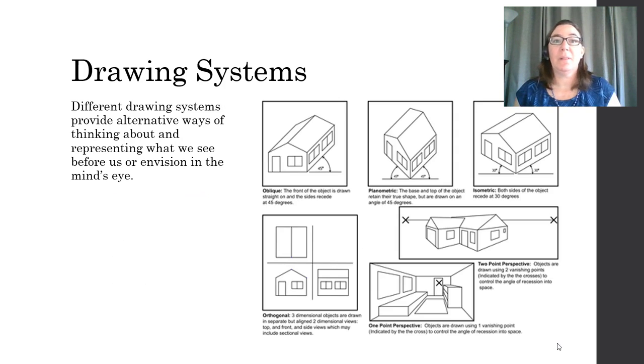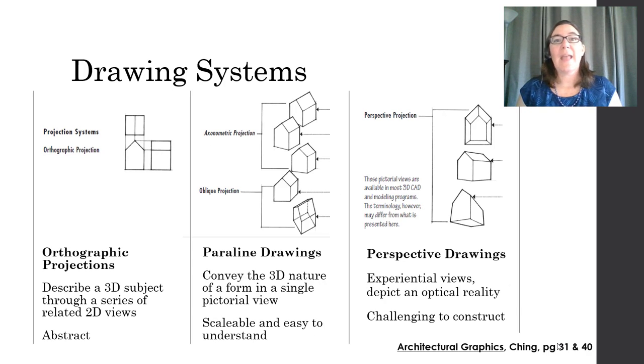Here's a second example of one object displayed in multiple different drawing systems. You can categorize these drawing systems into orthographic, paraline, and perspective drawing systems. We're going to start with the orthographic projections.